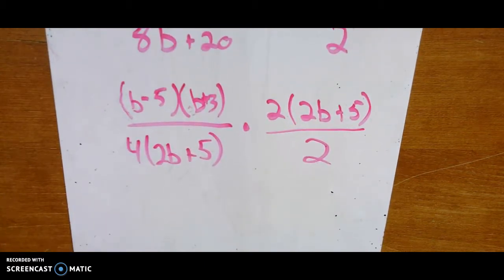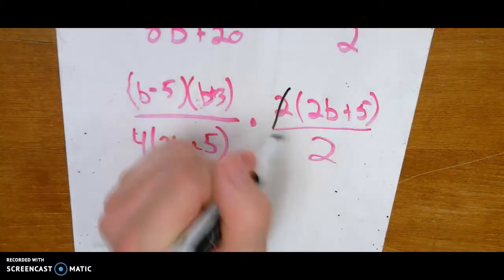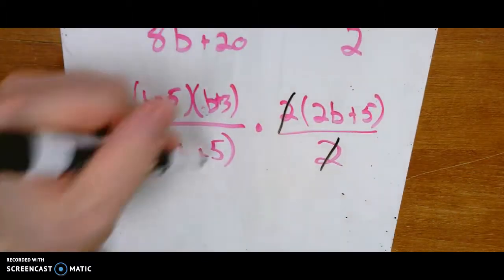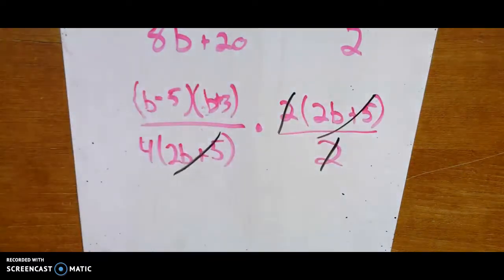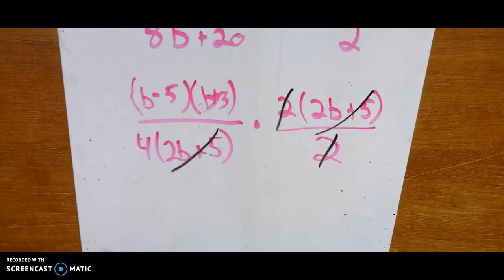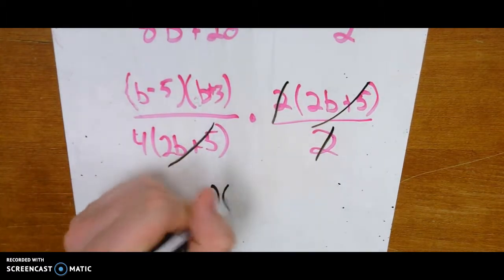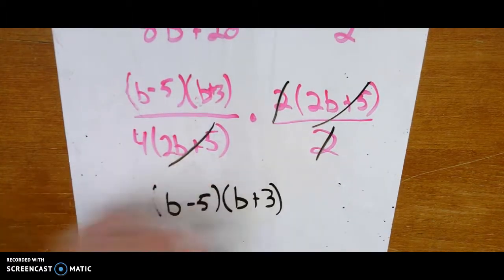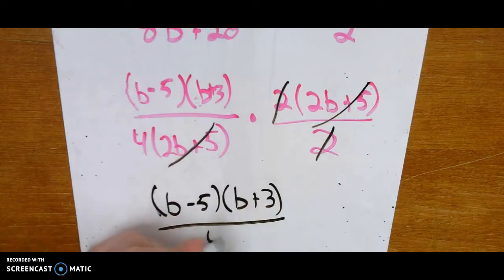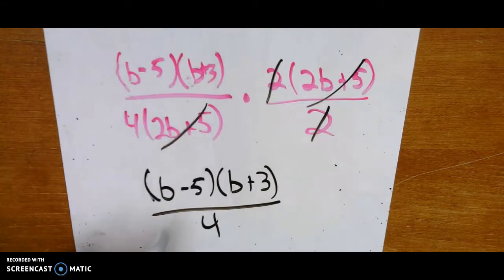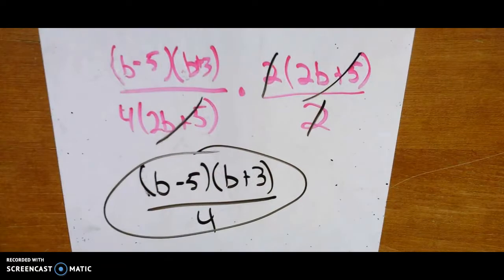And let's go on our cancellation rampage. 2s can go. The 2b plus 5s can go. And I think that's about it. So I'm left with the b minus 5 and the b plus 3 over, I'm just left with 4. And that will be my final answer.